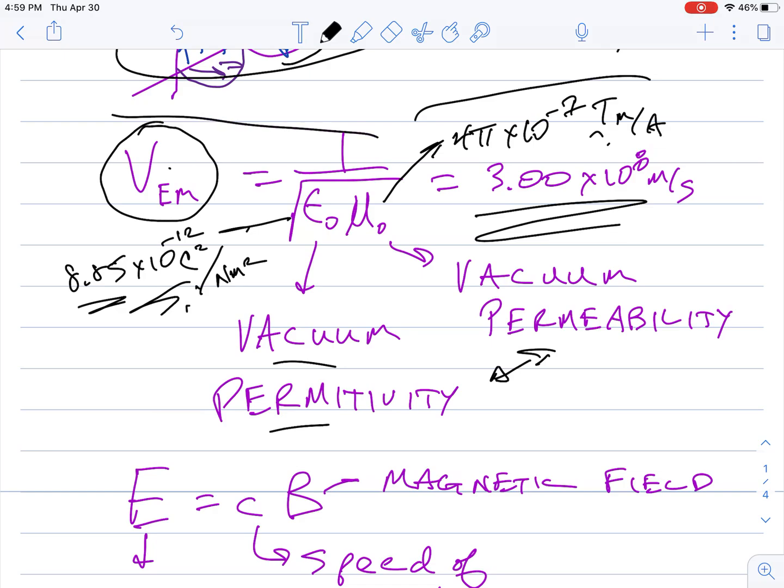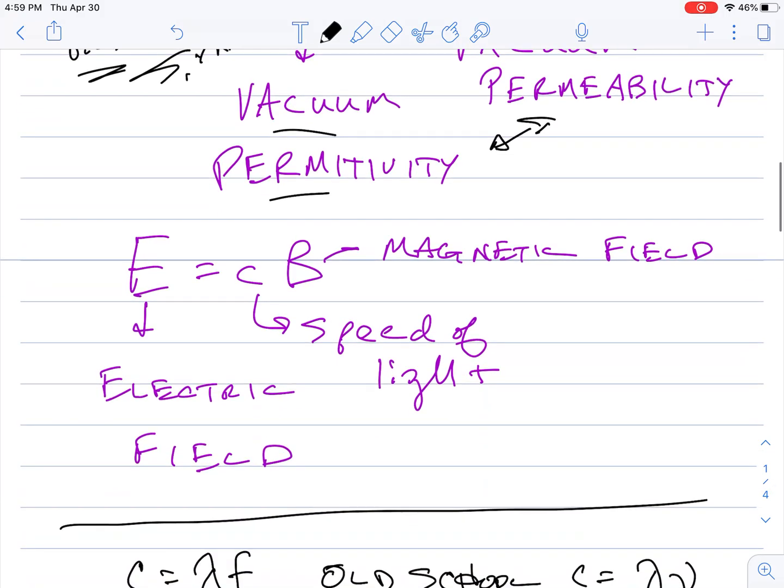Now, I'm not going to expect you to memorize this. I'm just throwing this out here as general background knowledge of science that you need to know, okay?